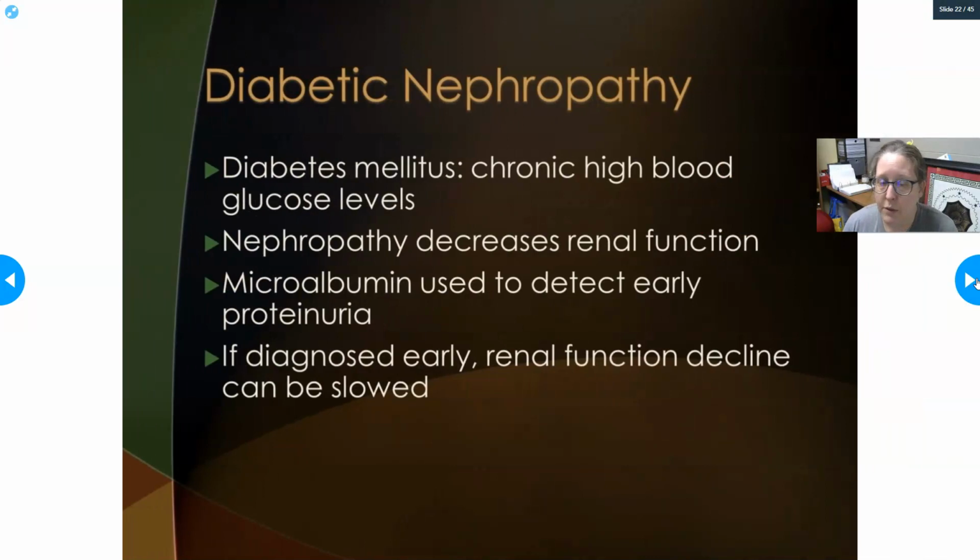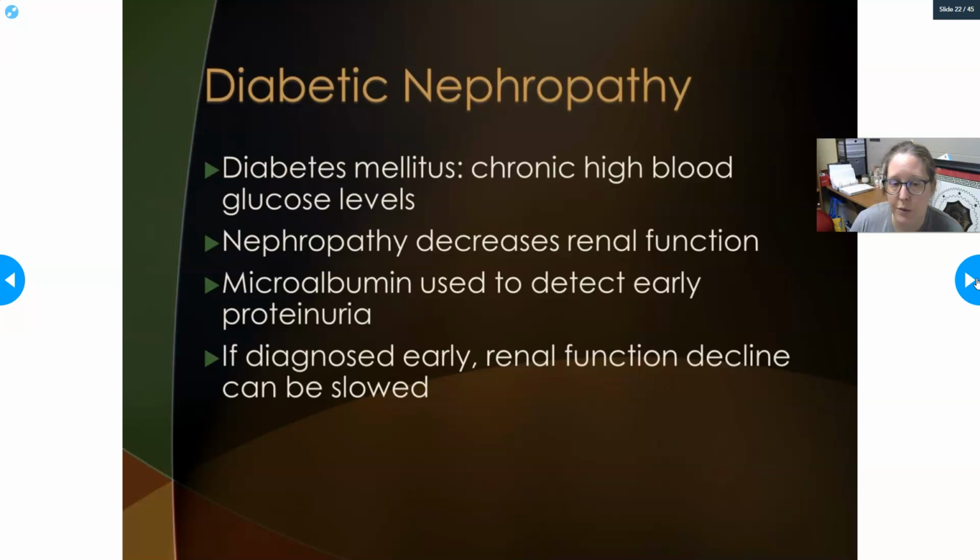Diabetic nephropathy, we see that a lot because we have such a big population of diabetic patients. With diabetes mellitus, you have chronic high blood glucose levels in the patients, and also if it's type 2, insulin resistance and chronically high insulin levels. All of that causes damage to the kidneys, and that is called nephropathy. And of course, that decreases renal function. Diabetic patients need to be monitored for this quite heavily.